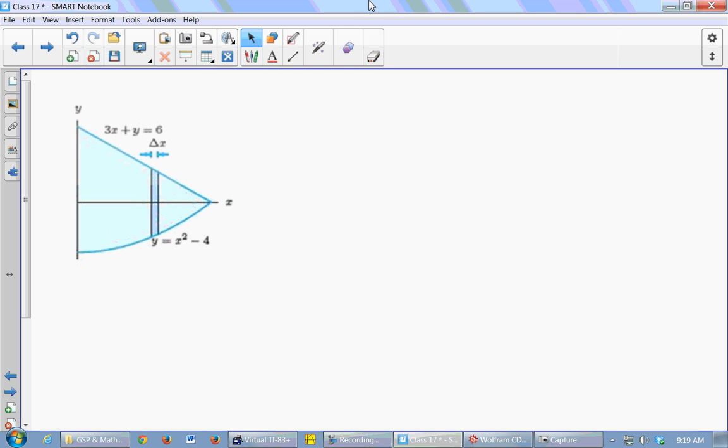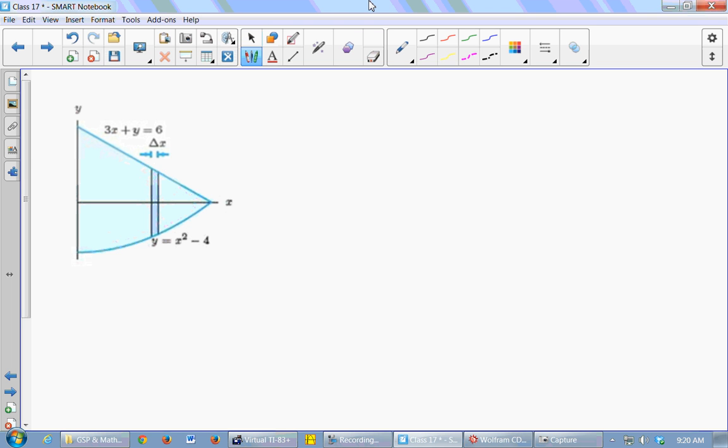Okay, one more together for area. So here's a more irregular shape, right? I want to find the area of this shape. It's drawn in the xy plane, and it's the area bounded by the line 3x plus y equals 6, and the curve y equals x squared minus 4, and the y-axis.